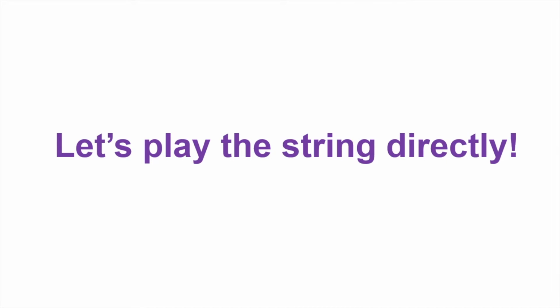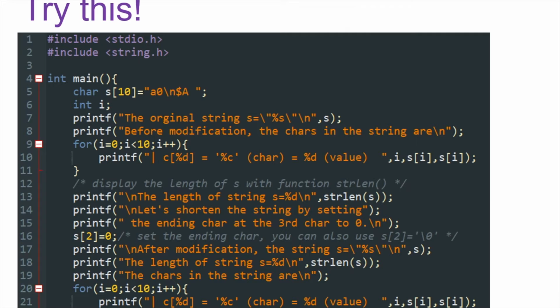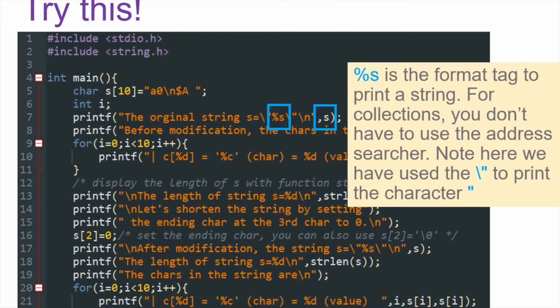Okay, let's play the strings directly to help you understand more. This is another example. Here you could see we're going to access each of the components of the string, and also we will modify that string by changing. The percentage %s is the format tag to print a string. Remember that. Another thing is we're using the backslash double quotation mark to print out the character of the double quotation mark. In this case, it will be considered as a character instead of the way you're.